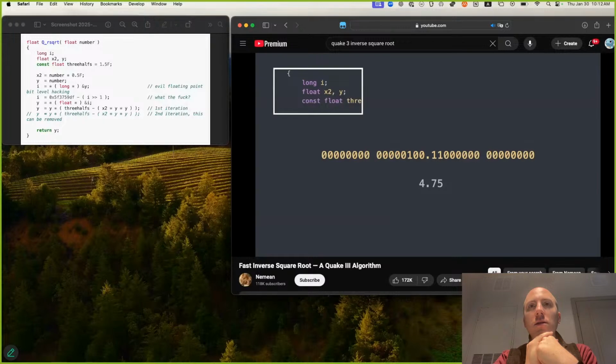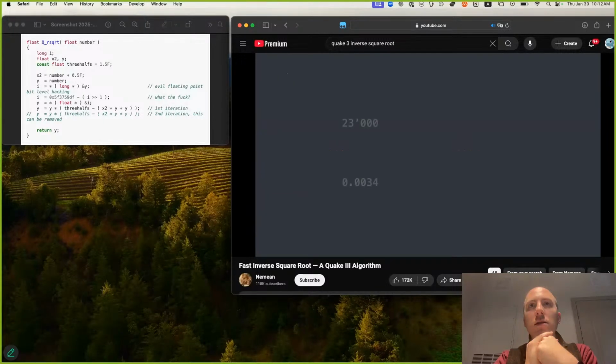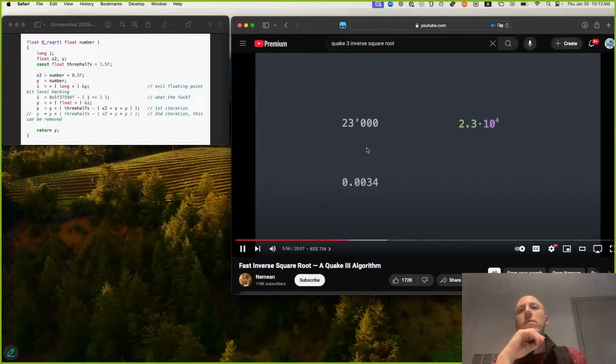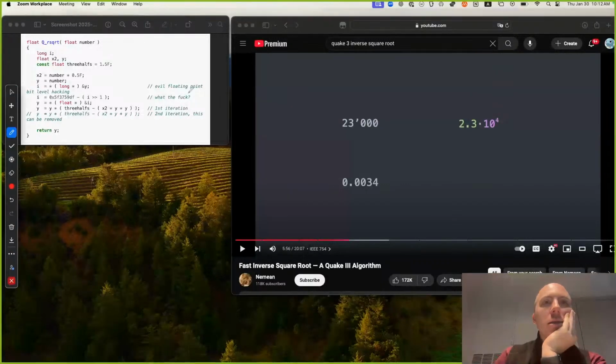They took inspiration from scientific notation. The same way we can systematically represent numbers like 23,000 as 2.3 times 10 to the 4 and 0.0034 as 3.4 times 10 to the minus 3, we can also represent them in a binary system.